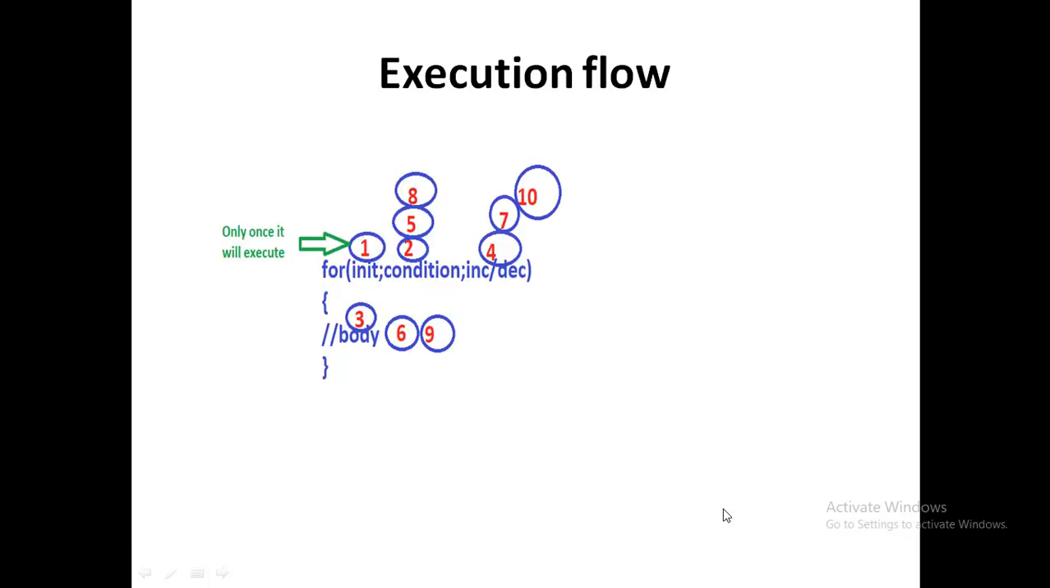The next point is the execution flow of this for loop. First it will execute the initialization section. Next it will verify the condition. If the condition is false, it terminates here. If the condition is true, it enters the body of the loop in the next step. In the fourth step, it increments the value by 1. In the fifth step, again it checks the condition. In the sixth step, again it executes the body. In the seventh step, it increments the value by 1. In the eighth step, it again checks the condition. In the ninth step, it executes the body, and in the tenth step, it executes the increment or decrement section. Likewise, it executes until the condition becomes false.